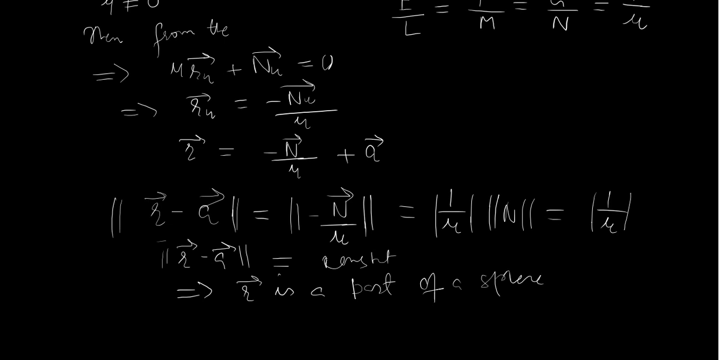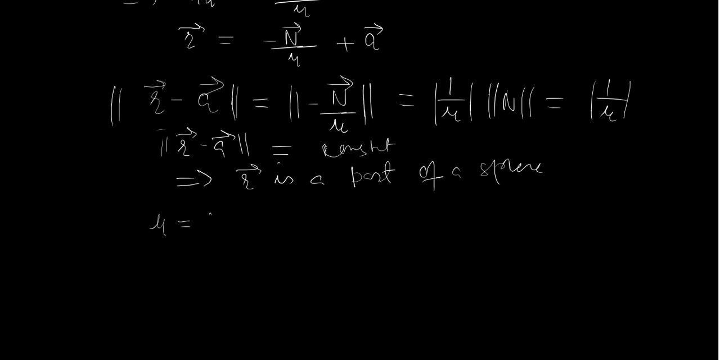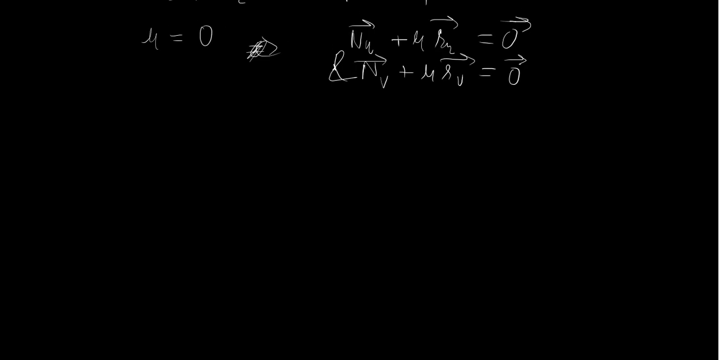And in case mu is 0, another case, in case mu is equal to 0, it would imply, from the equation that we have done already, n sub u plus mu r sub u is equal to 0, and from the equation n sub v plus mu r sub v is equal to 0, that n sub u is equal to 0.